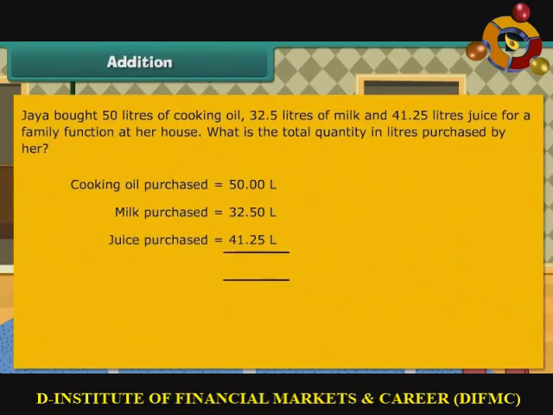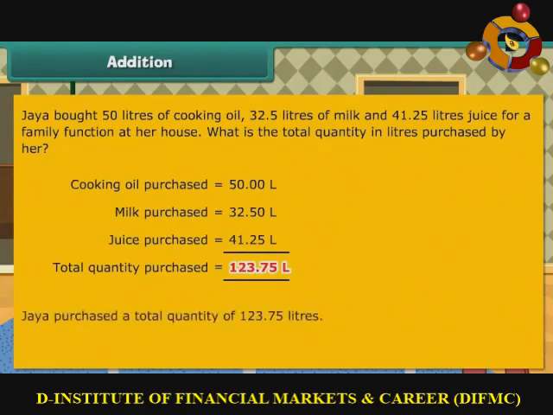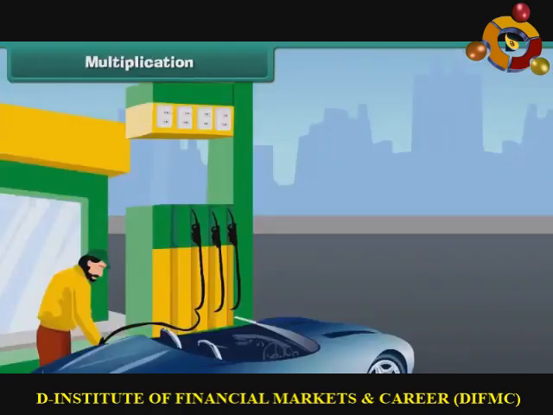We add the three to get the total quantity purchased as 123.75 liters. Jaya purchased a total quantity of 123.75 liters.